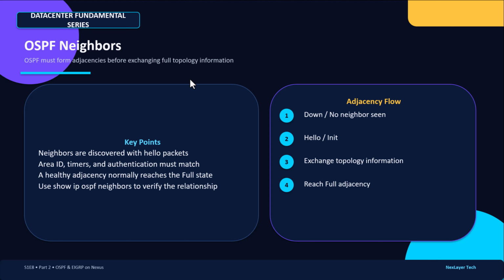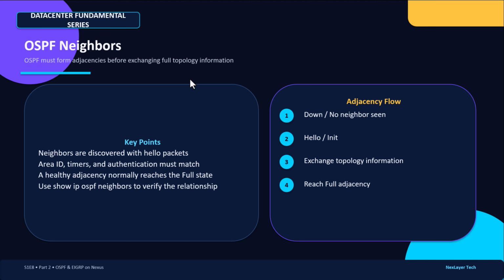However, several important parameters must match. For example, both devices should agree on the OSPF area ID. Their hello and dead timers should also match. Authentication settings and the OSPF network type may also need to be compatible. If these parameters do not match, the neighbor relationship may fail.